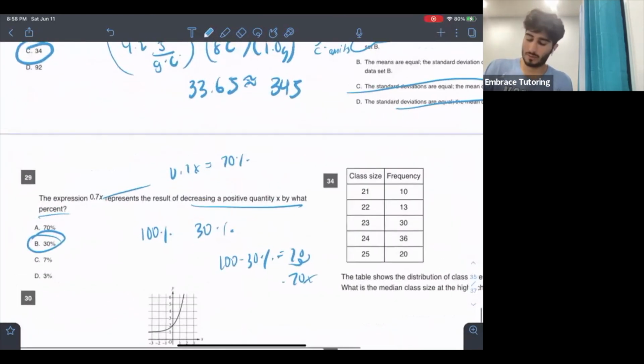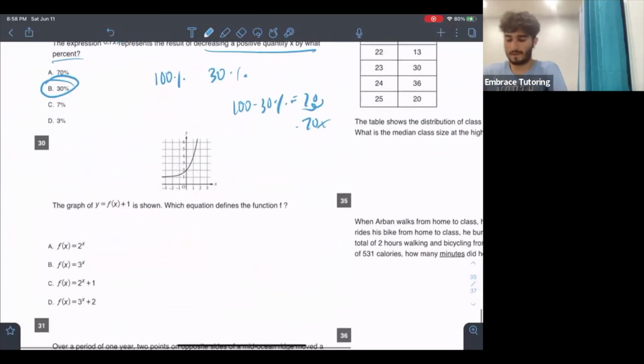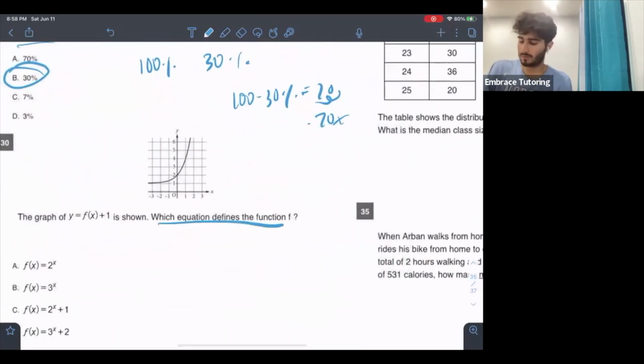It was a very tricky problem in terms of wording. The trick is understanding the wording. 30. The graph of y equals f of x plus 1 is shown. Which equation defines the function f?